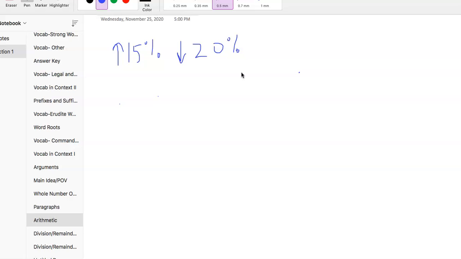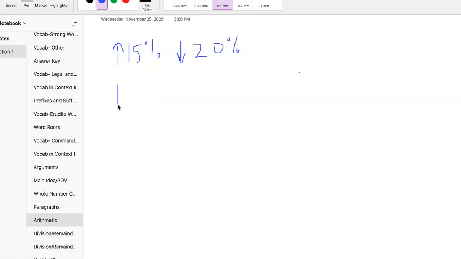Inevitably, so many people answer down 5%, because that's what it looks like. Up 15, down 20, 15 minus 20, negative 5, down 5. That is not the right answer. That will be an answer choice, and lots of people pick it. Don't do that. At least cross down 5% off as a possible answer choice. You've at least improved your chances of getting it right.